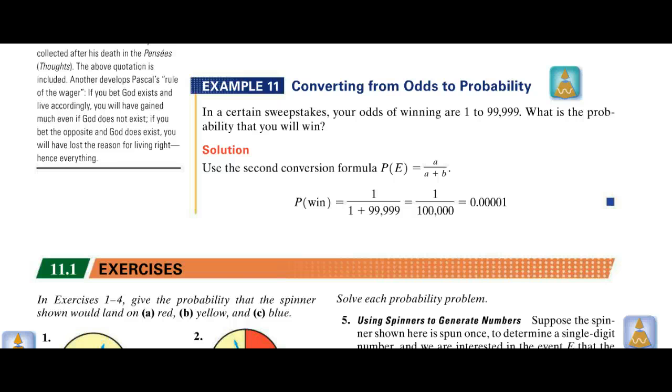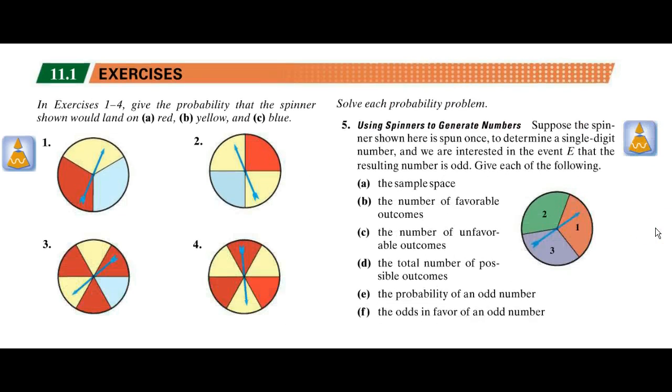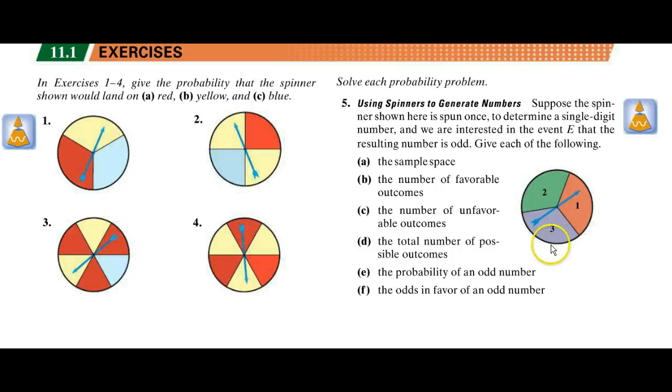And for our last example, here we have a certain sweepstakes. Your odds of winning are this out of this. What would be your probability? Well, the event that you're looking for is 1. Now your sample space would be the sum of these. So you would add 1 to this and get 100,000. So this would be probability. This is odds. All right, and if we have time, we will take a look at some of these. And of course, you'll have your homework and your study plan.